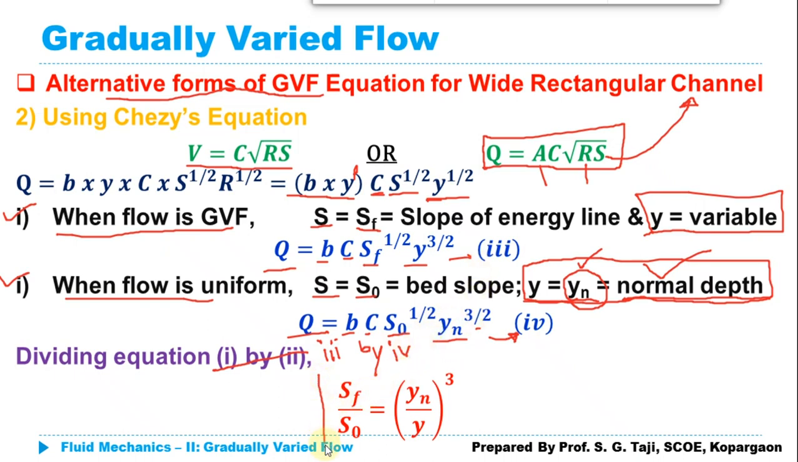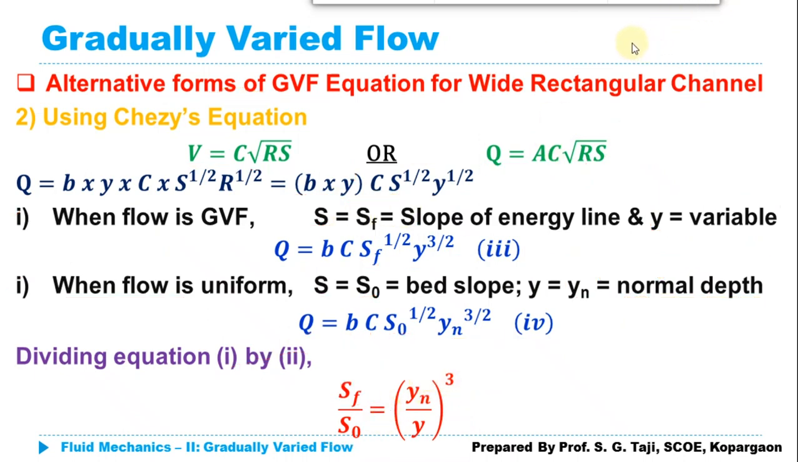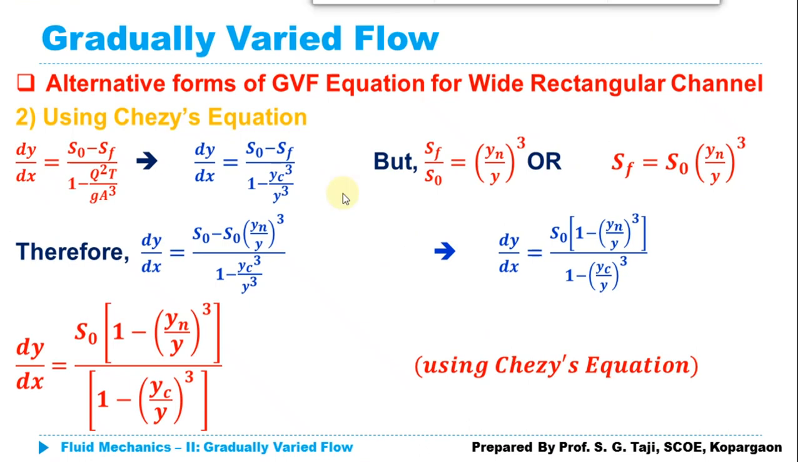We will get a similar equation to what we derived previously, but with slight changes. What we got previously was S of F upon S of 0 is equal to Yn upon Y raised to 10 by 3. Here we are getting S of F upon S of 0 is equal to Yn upon Y raised to 3. By putting this value of S of F into our basic equation of the GVF, and we have already derived the term Q square T upon g A cube, which we simply use as it is, Yc cube upon Y cube. By putting S of F is equal to S of 0 multiplied by Yn upon Y raised to 3, we are going to put this value in this equation in the place of S of F.